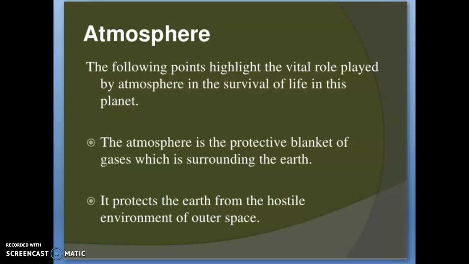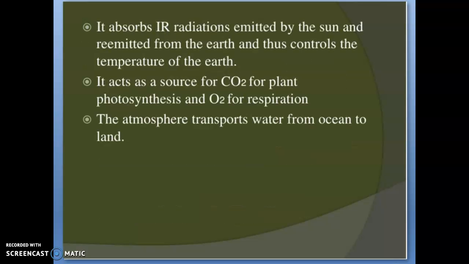Now we will look at the atmosphere. What is atmosphere? We can say it is the protective cover of gases surrounding the earth, which sustains life on earth and saves it from the hostile environment of outer space. And this atmosphere serves several functions. First of all, it absorbs most of the cosmic rays and all harmful solar radiations. It only allows near ultraviolet, near infrared and radio frequency waves through.